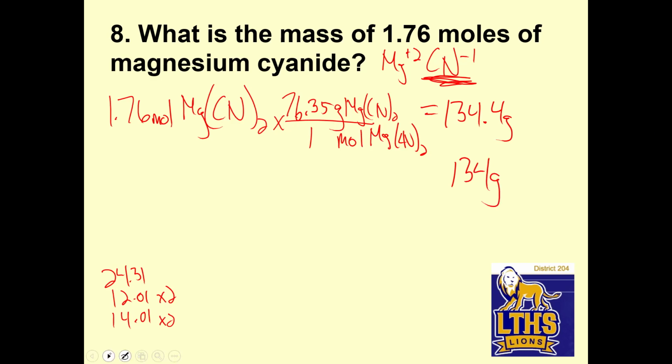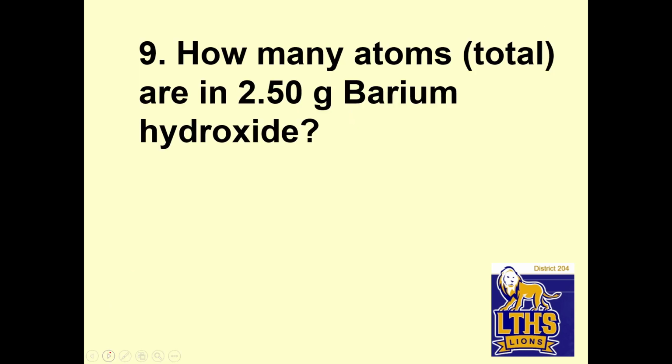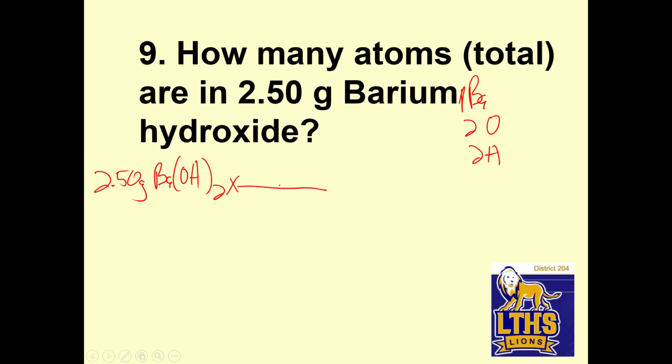How many atoms total are there in 2.50 grams of barium hydroxide? What I want is atoms. Barium hydroxide has 1 barium, 2 oxygens, and 2 hydrogens. So once I get that into moles, I'm going to use those numbers to multiply. So here we go. First, we have to go from grams into moles.